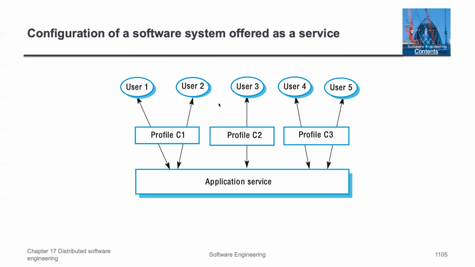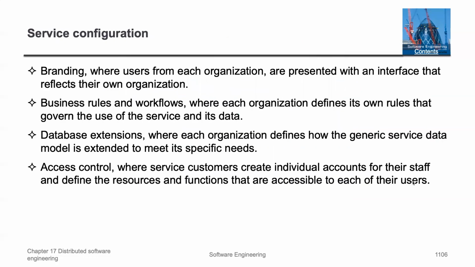Here's an illustration of the configuration of a software system offered as a service. You have various users that correlate to a certain type of profile, and that in turn gets connected to an application service. For service configuration, branding is when users from each organization are presented with an interface that reflects their own organization. Business rules and workflows are where each organization defines its own rules that govern the use of the service and its data. Database extension is where each organization defines how the generic service data model is extended to meet its specific needs. And finally, access control is where service customers create individual accounts for their staff and define the resources and functions that are accessible to each of their users.